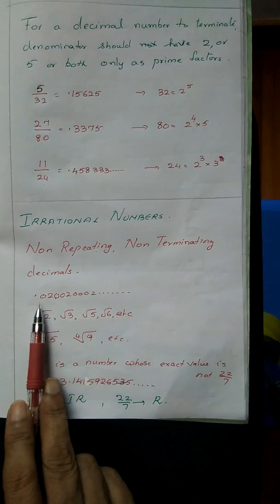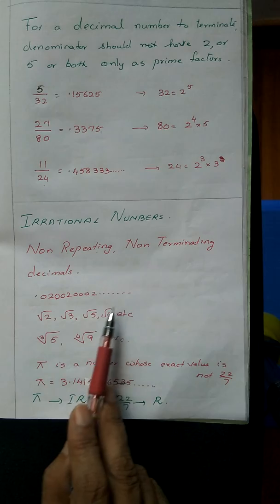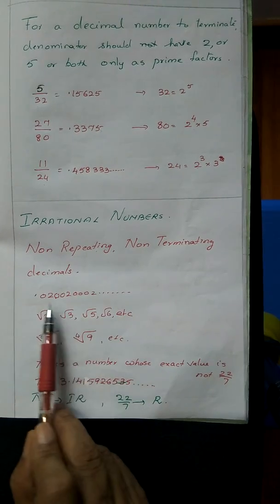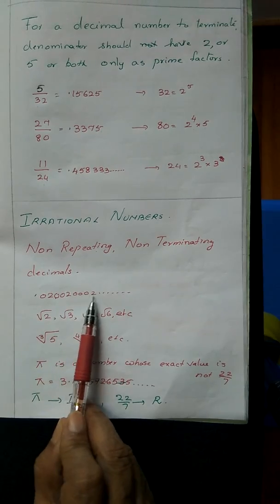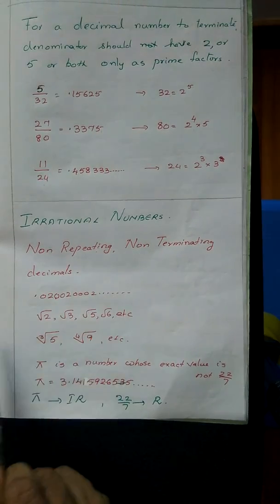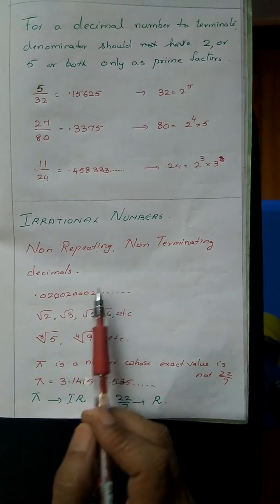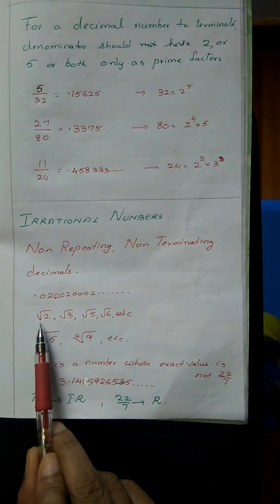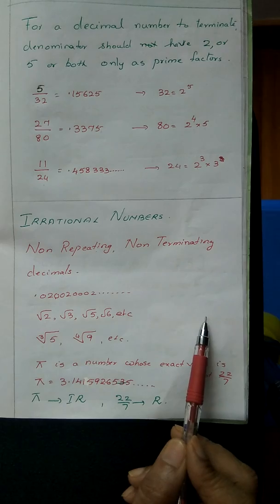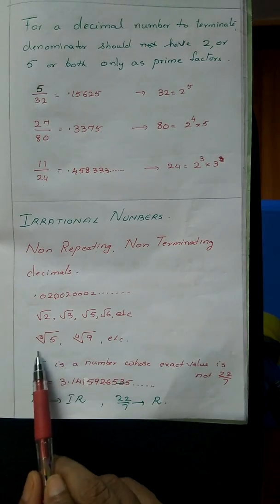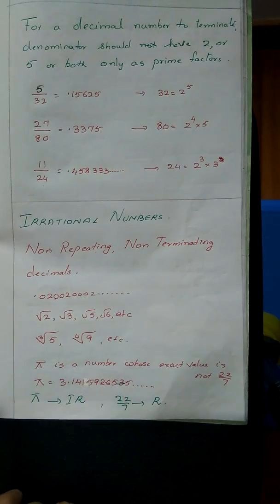If you see here, it is 0.02, 002, 0002, etc. The 2 and zeros are repeated, but there is no proper pattern, so you cannot consider it as repeating. So it is non-repeating. And root 2, root 3, root 5, root 6, etc. are also irrational numbers. And surds, cube root of 5, fourth root of n, etc. are also irrational numbers.